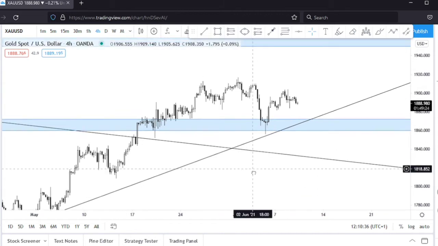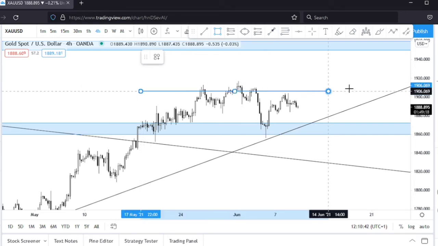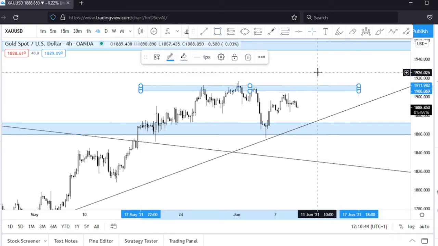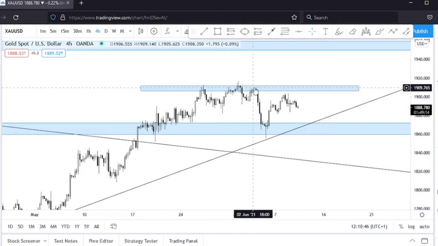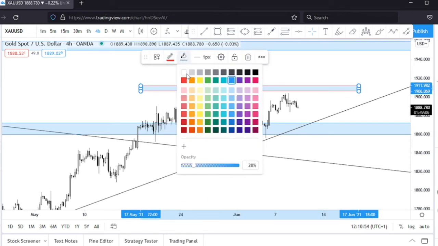On the 4-hour time frame, you can see that price has formed this resistance level here because price has failed to break above this level. Every time price gets into this level, it rejects it and moves to the downside. Let me change this color, represented by red.